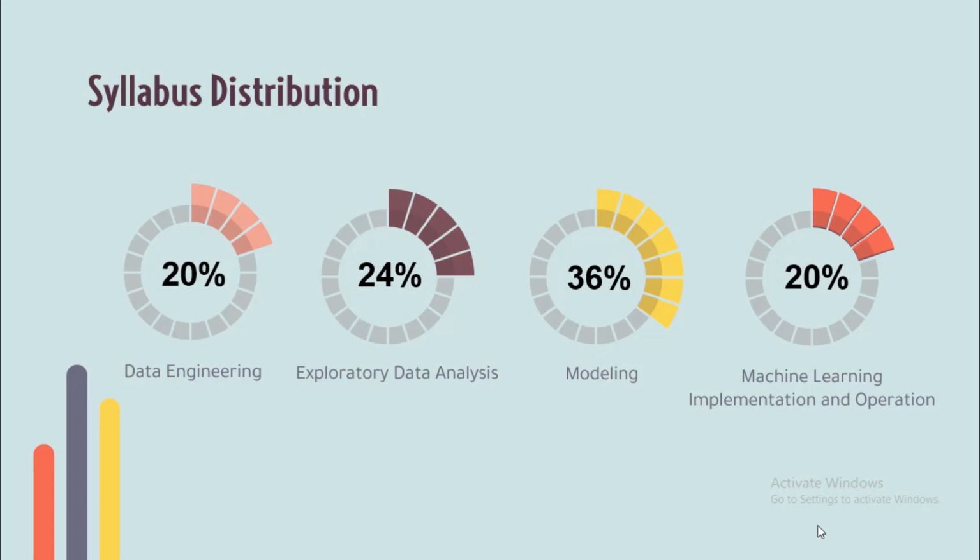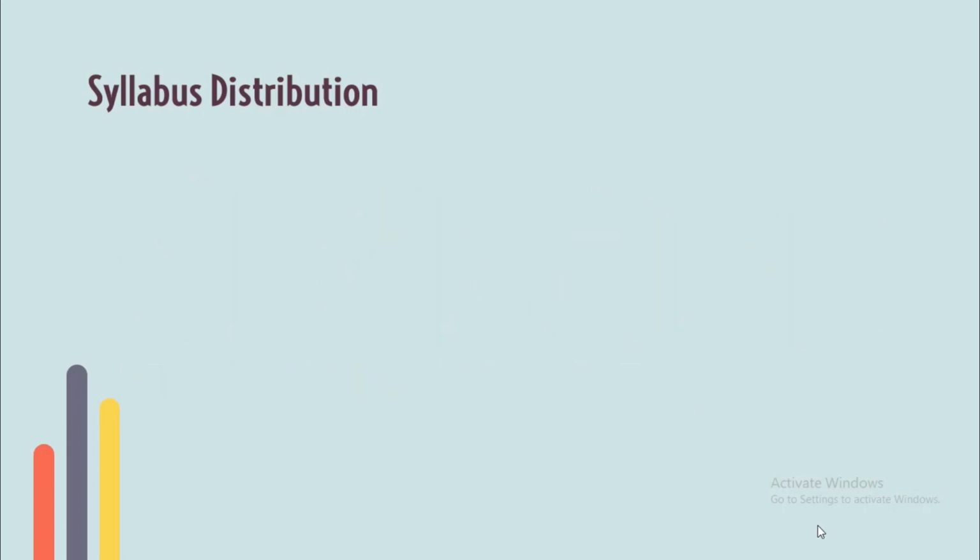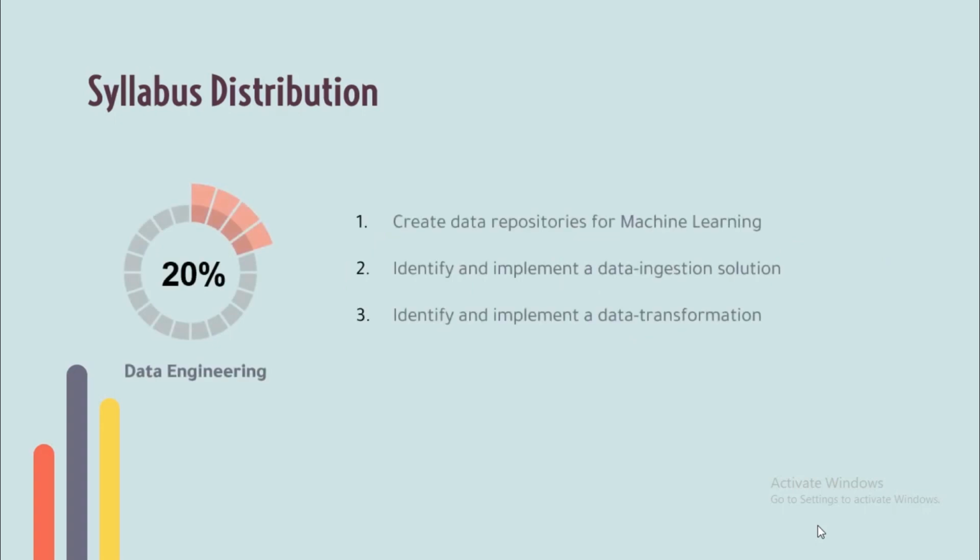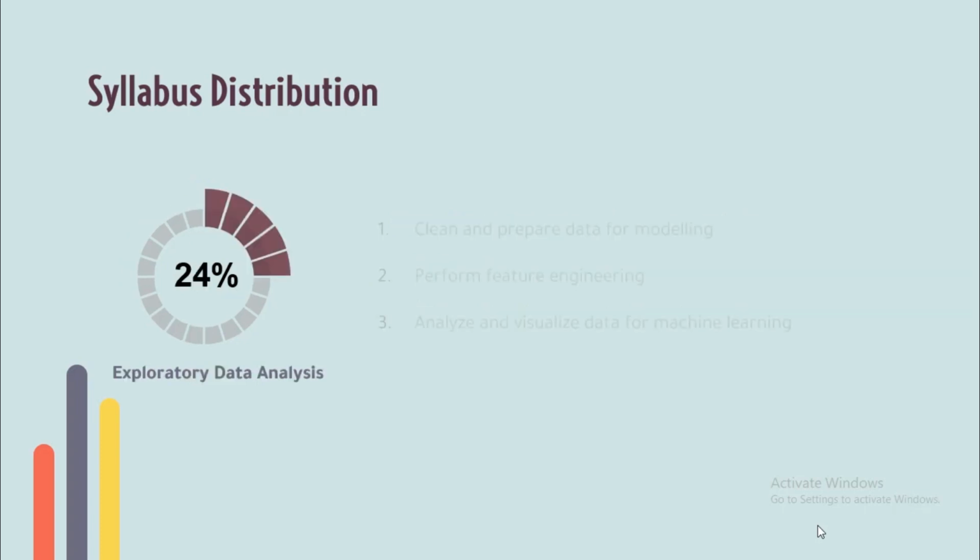Now further, let us look at the description of these domains of the syllabus. Starting with data engineering, here you should know how to create data repositories for machine learning. Then you should know how to identify and implement the data ingestion solution. Then you should know how to identify and implement a data transformation. Further, coming to exploratory data analysis, you should have knowledge of cleaning and preparing the data for modeling, then perform feature engineering, then analyze and visualize the data for machine learning.